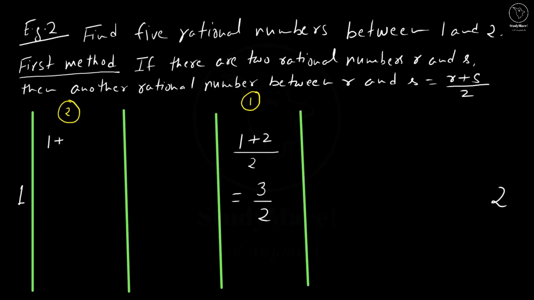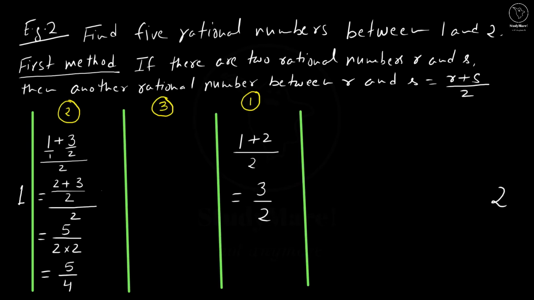Let's add 1 and 3 by 2 divided by 2. LCM is 2 and we get (2 plus 3) by 2, whole divided by 2. Solving it further, we get 5 by 2 into 2, which equals 5 by 4. Similarly, we can find our third number.